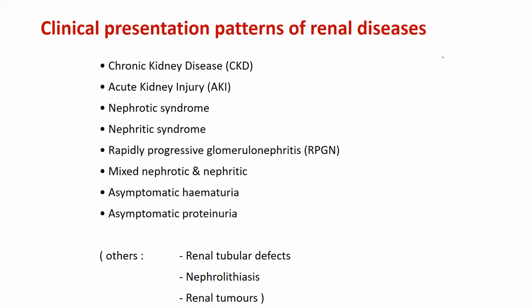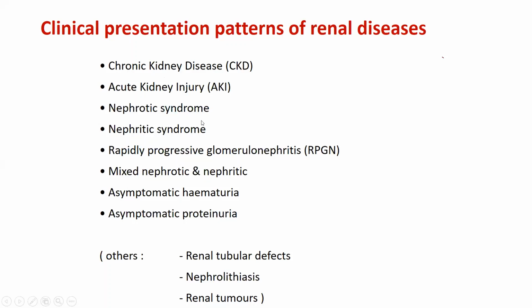So for example, these are some of the common clinical presentation patterns you will encounter. A patient could present with a clinical picture of CKD. A patient could present with a clinical picture of acute kidney injury, nephrotic syndrome, nephritic syndrome, rapidly progressive glomerulonephritis. It could be a mixed nephrotic-nephritic picture. It could be any of these.